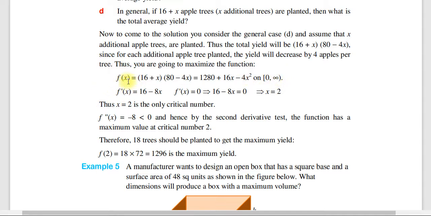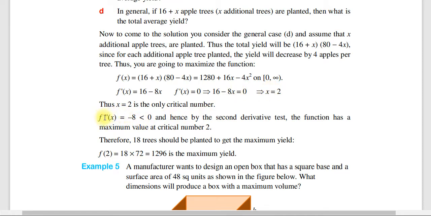So the derivative of this function will be 16 minus 8x. Then we have an extreme value, a critical value, that is f prime at x equal to 0. 16 minus 8x is equal to 0, then x is equal to 2. 2 is the critical number.